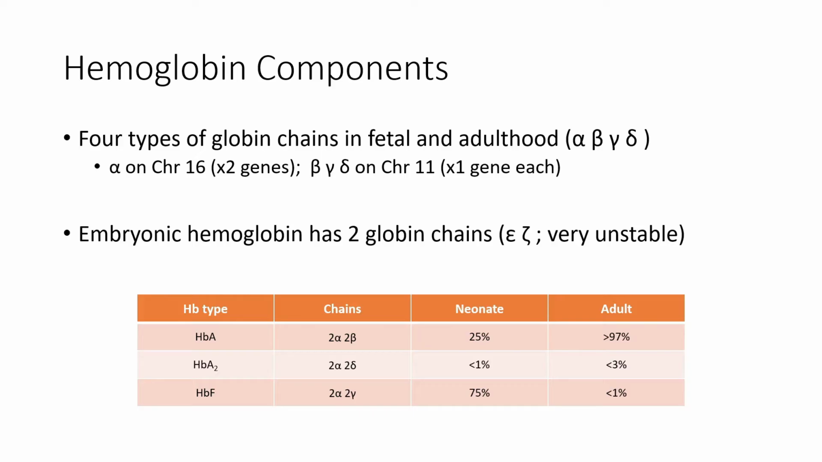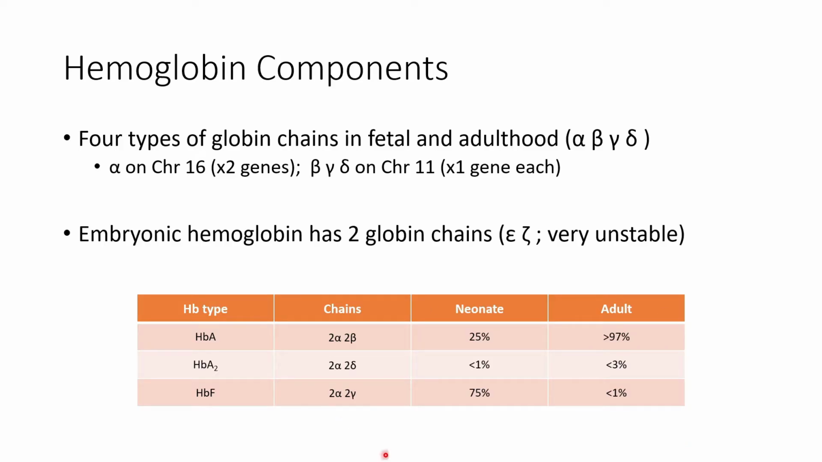Alpha globin genes are located on chromosome 16, with 2 genes on each chromosome for a total of 4 genes. The remaining globin genes, beta, gamma, and delta, are on chromosome 11. Each of these have 1 gene locus on each chromosome, for a total of 2 genes each.